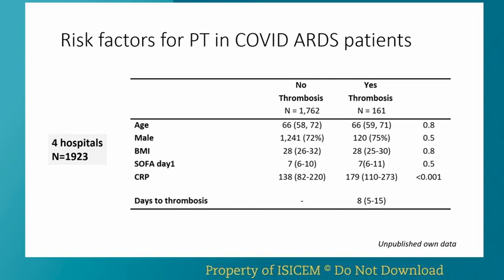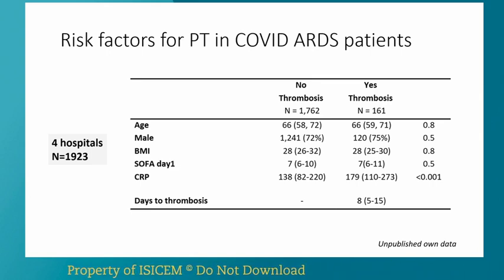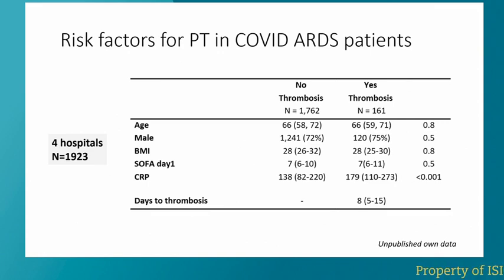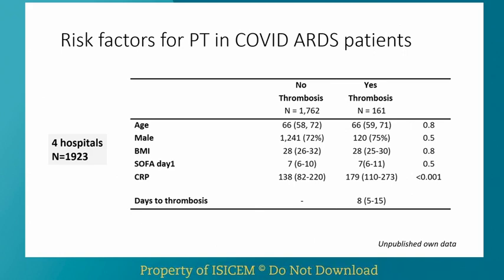So we took patients from 4 hospitals, nearly 2,000 patients, and we followed them up. They were included in this cohort if they did not have pulmonary thrombosis upon ICU admission, and then they had to be 2 days on the ICU, and then we followed them up for the development of pulmonary thrombosis, and once they had thrombosis, they left the cohort. So this gave us 8 days between ICU admission and the development of pulmonary thrombosis.